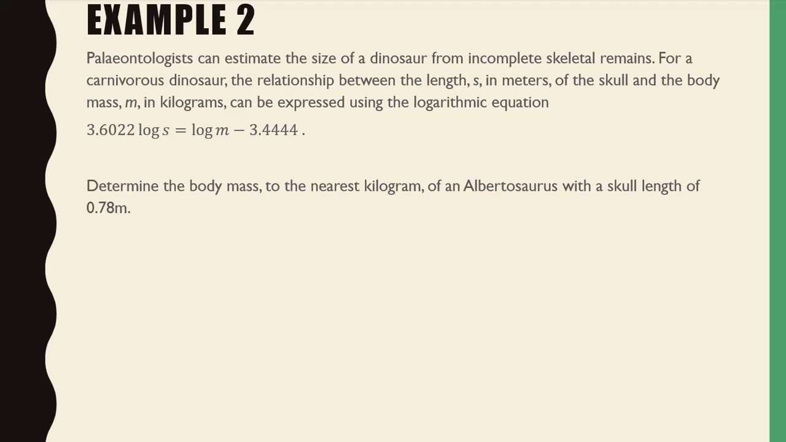And now it's time for some word problems. Paleontologists can estimate the size of a dinosaur from incomplete skeletal remains. For a carnivorous dinosaur, the relationship between the length s in meters of the skull and the body mass m in kilograms can be expressed using the logarithmic equation. Determine the body mass to the nearest kilogram of an Albertosaurus with a skull length of 0.78.